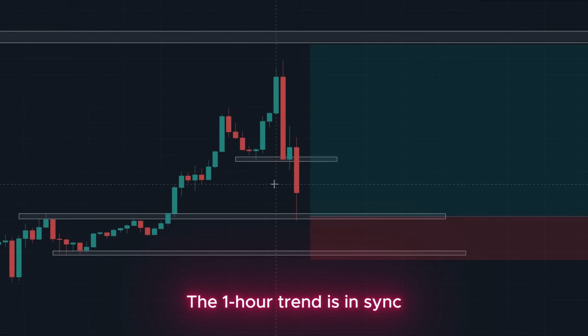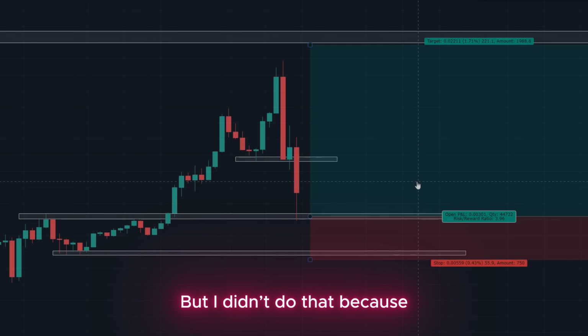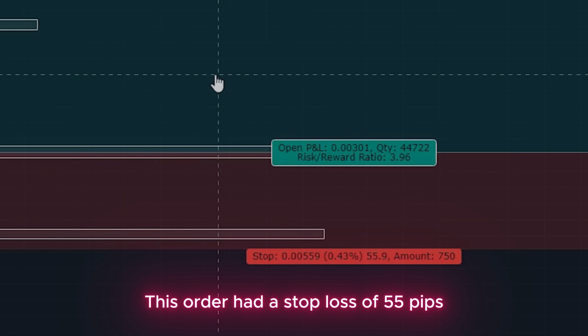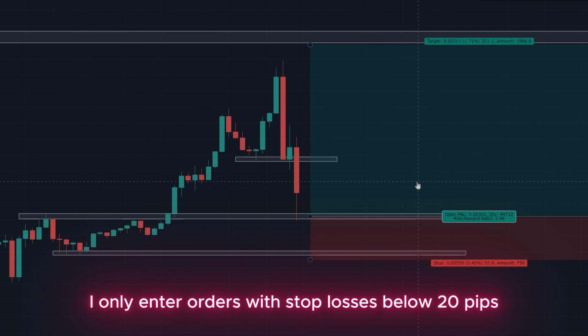The 1 hour trend is in sync with a 4 hour trend. And a buy order in this case is very good. But I didn't do that because this order had a stop loss of 55 pips. It's been a long time since I entered orders with high stop losses. I only enter orders with stop losses below 20 pips.